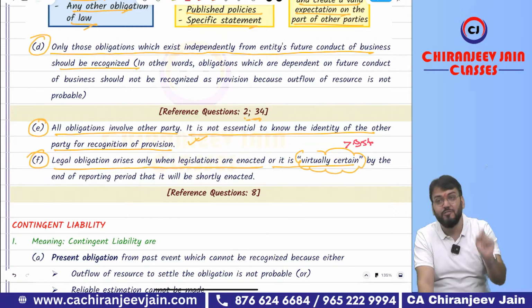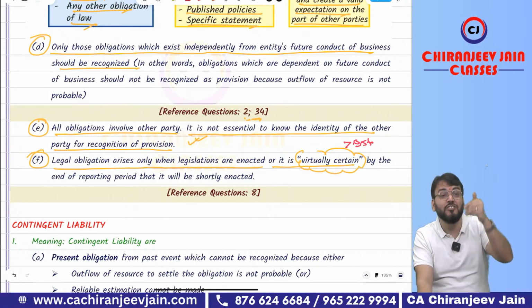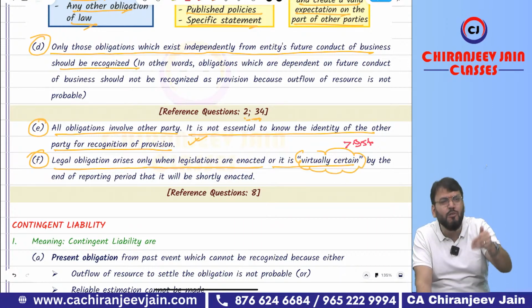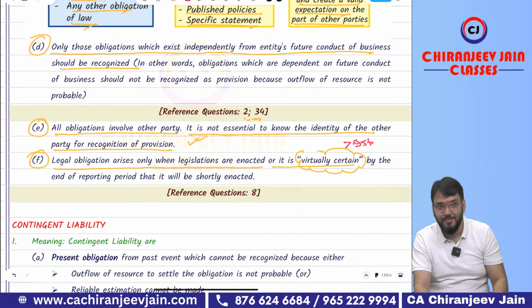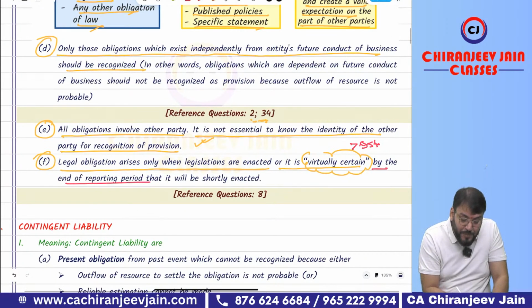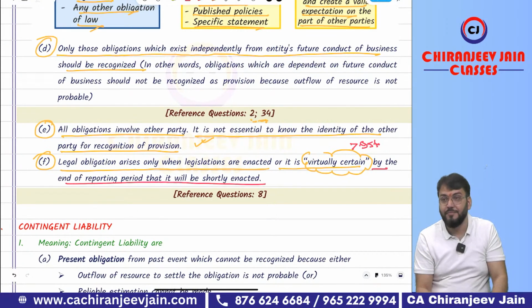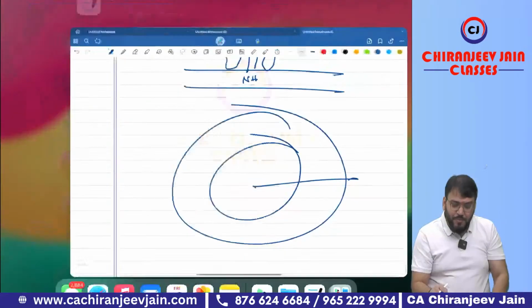So probable does not mean virtually certain. Probable means chances are more than 50%. When I say virtual certainty, it means chances are more than 95%, equal to certain, but not certain. It is virtually certain by the end of the reporting period that the act will be shortly enacted. Just try to understand, everyone, what they want to say.